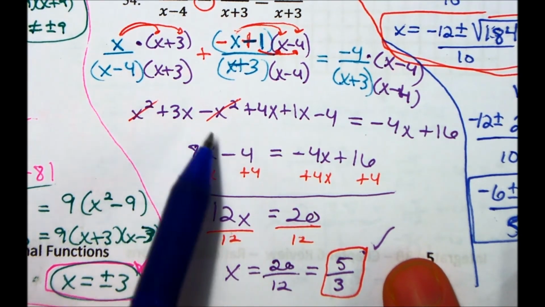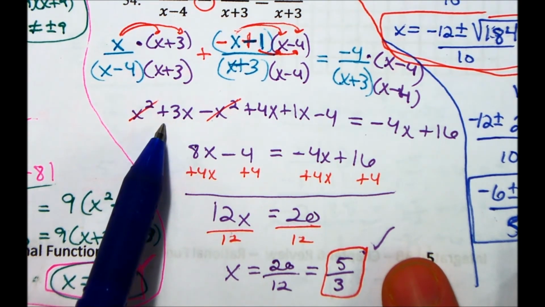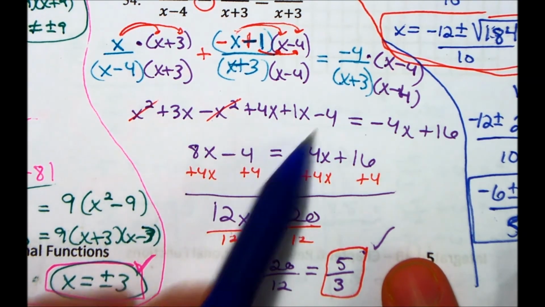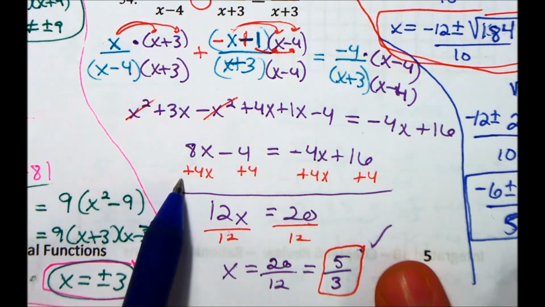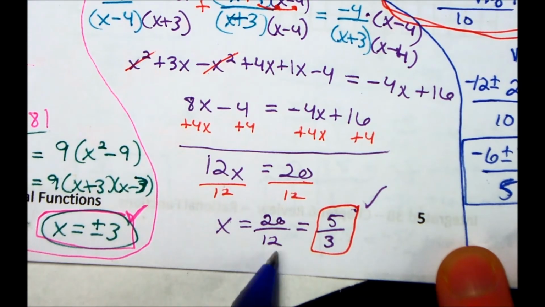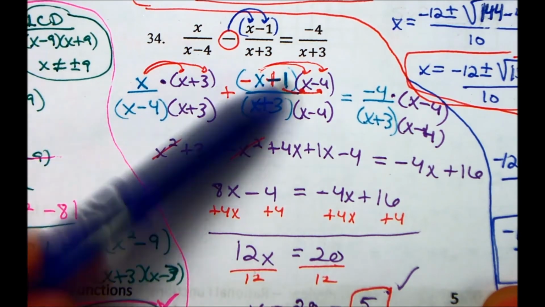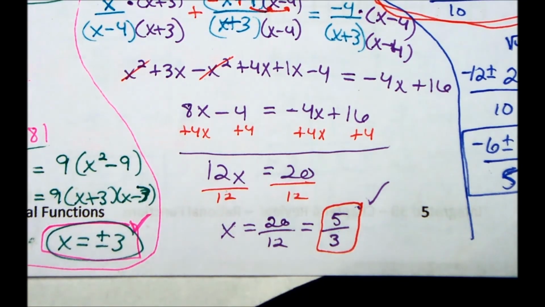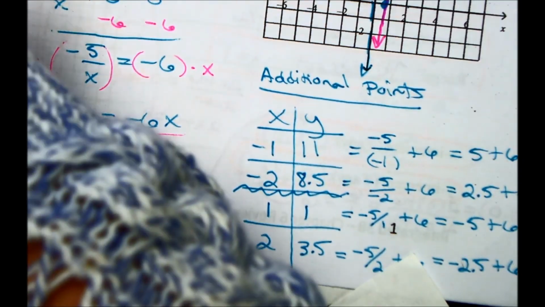Now combine like terms. So what's nice here is the x squared and the negative x squared cancel out. Your 3x plus 4x plus 1x will be 8x. Bring down your minus 4. And then bring down the other side. I added 4x to both sides, got 12, and then added 4 to both sides to get 20, divided by 12, and reduced and got 5/3. So once again, I check: will 5/3 make my original equation undefined? No. So 5/3 is an okay answer. There will be one of them that has an undefined value somewhere.